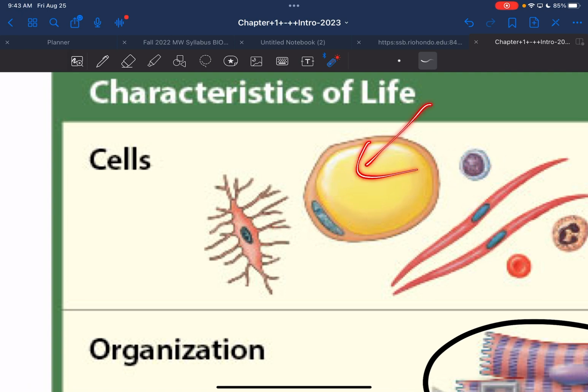But this here is supposed to be a picture of a fat cell, what you gain when you eat too much food. This is supposed to be a bone cell. This is supposed to be a white blood cell. This is supposed to be a muscle cell, and they all have the same little structures inside of them for the most part, but they all do something different.